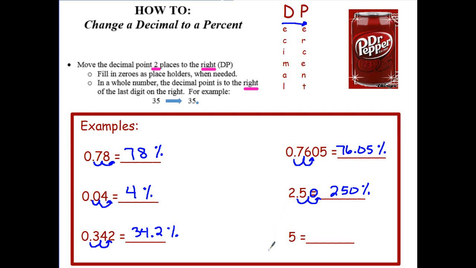And we have a 5. Look for that invisible decimal. Where does it go? In a whole number, it goes at the end. Now we're going to move it 1 place, 2 places to the right. We have 2 empty placeholders that we have to fill with zeros, and it's going to give us 500%. Pretty easy, right? Just remember DP, Dr. Pepper, or decimal percent. If you're going from the decimal to the percent, you're going from the D to the P, 2 places to the right. 2 places because there's a D and a P.